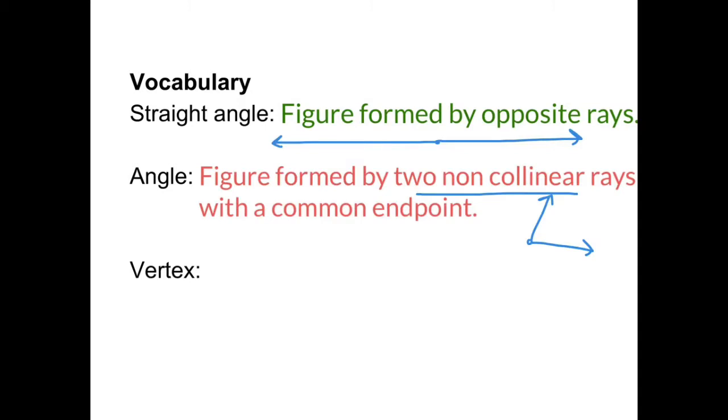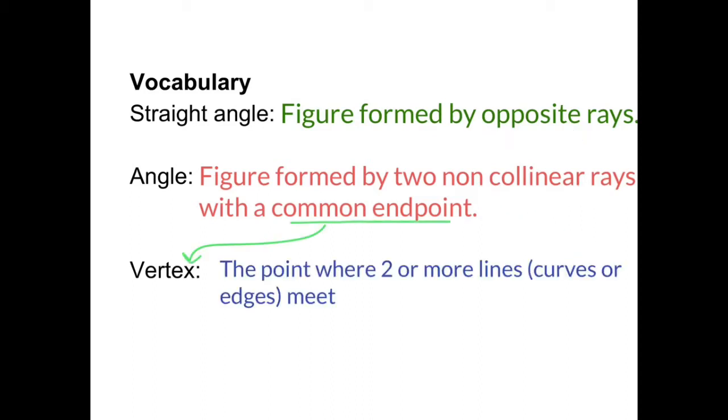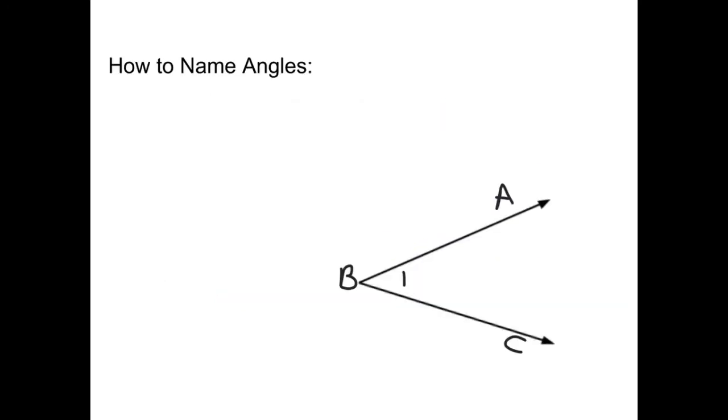If we connect two rays but they are not collinear, meaning they are not creating a line, then you actually form an angle. So it's the figure formed by two non-collinear rays with a common endpoint. So there's that endpoint, but now the rays are going in separate directions that are not creating a line. Lastly, the vertex is the point where two or more lines, curves, or edges meet. It's that common endpoint. That's called the vertex.